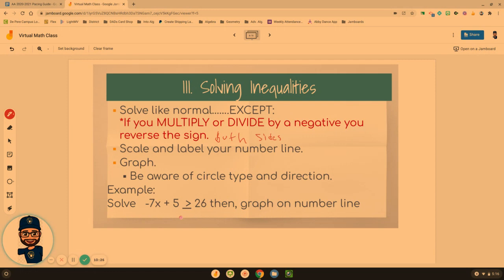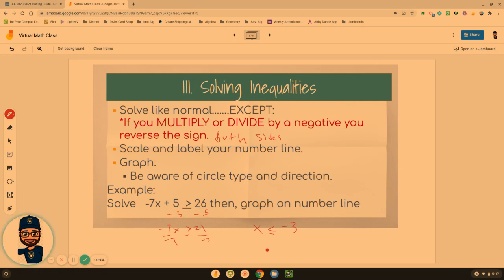Scale and label your number line, and then you graph it. So if we're trying to solve this, take a moment and solve it and see what you get. Okay, hopefully you subtracted 5. You got negative 7x greater than or equal to 21. And then you're going to divide both sides by that negative 7, the coefficient. Now, this is what we're talking about up there in red. We divided both sides by that negative number. That means that I have to reverse or flip the sign the other way, to negative 3. X is less than or equal to negative 3.